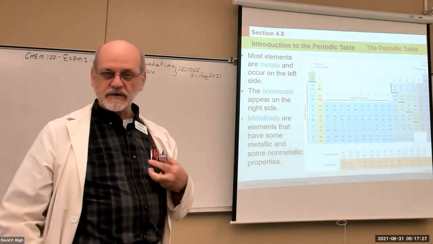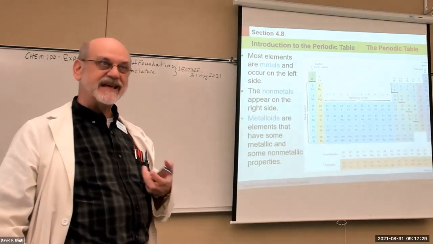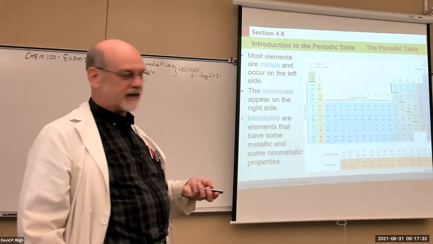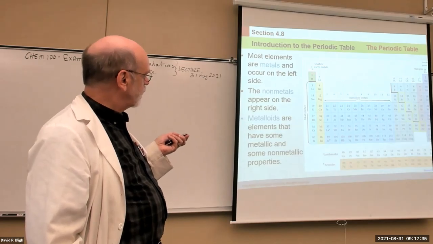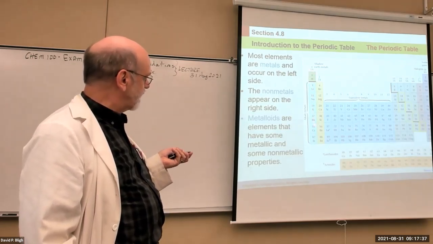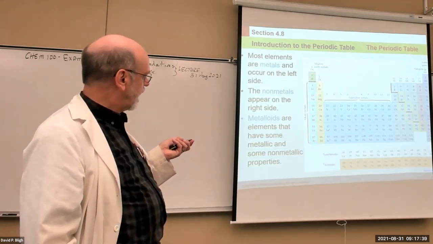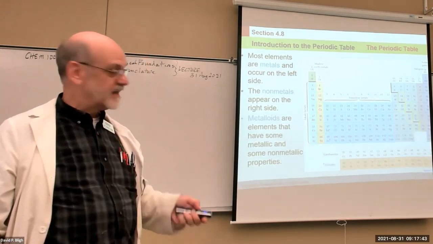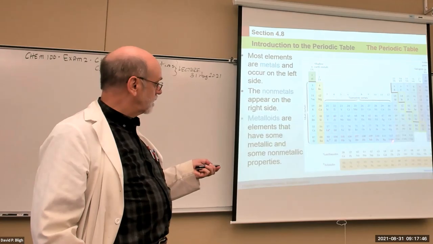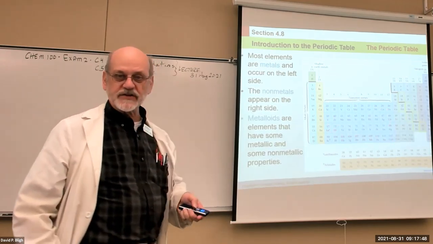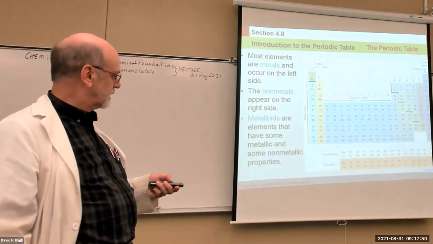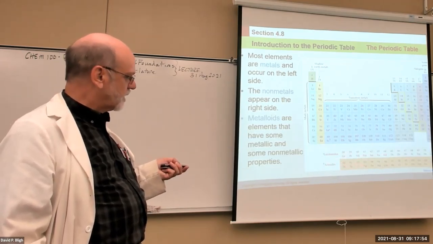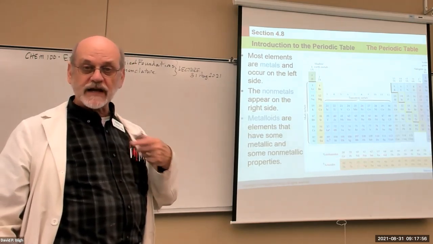The nitrogen group is known as pnictogens, P-N-I-C-T-O-G-E-N. And then over here, we have the alkali metals and the alkaline earths. Okay, and then everything in between here are the transition metals.